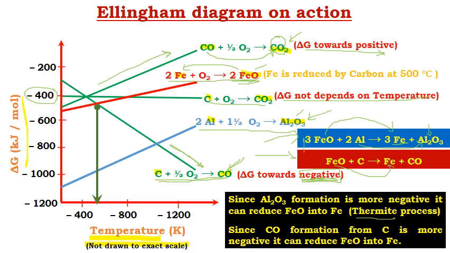In these two reactions, which one is the best reducing agent among the two, carbon and aluminium? Naturally carbon is the best reducing agent when compared with aluminium, because here the formation of carbon monoxide is on the more negative side when compared with the aluminium oxide. So carbon can act as a good reducing agent, but in the Thermit process we are using aluminium to reduce iron oxide into iron.